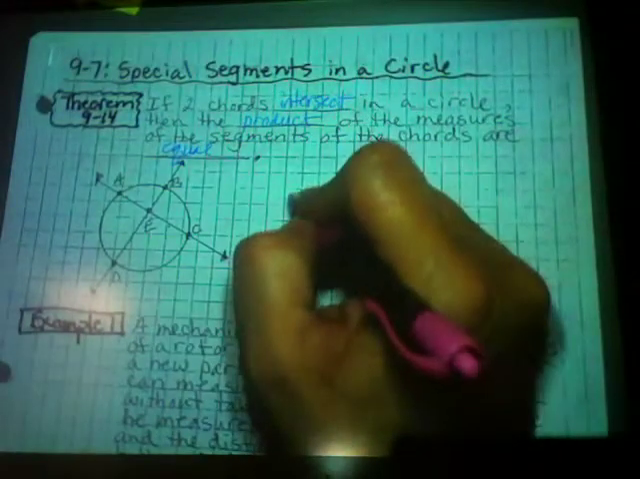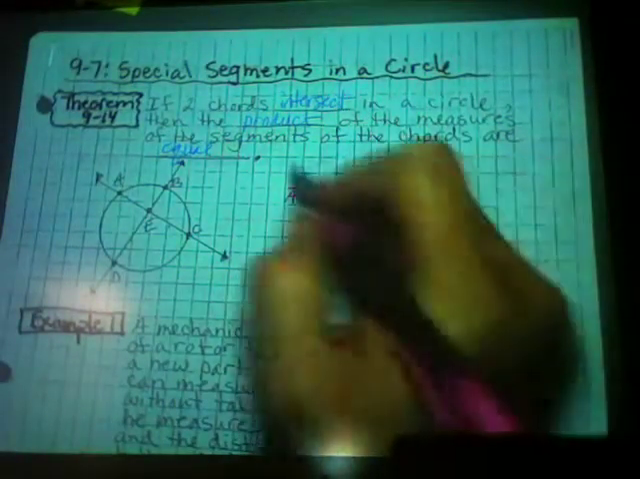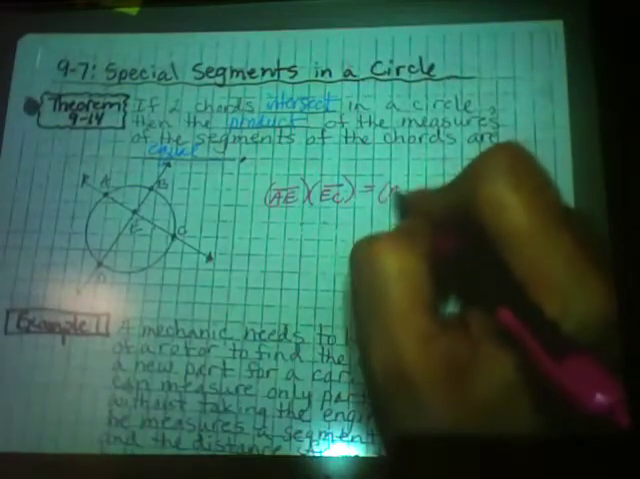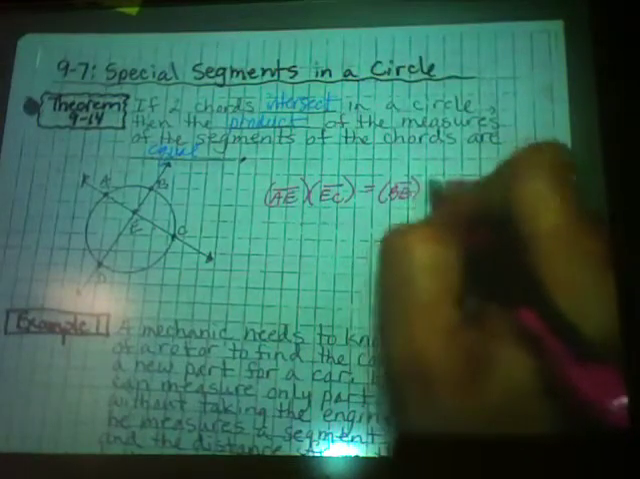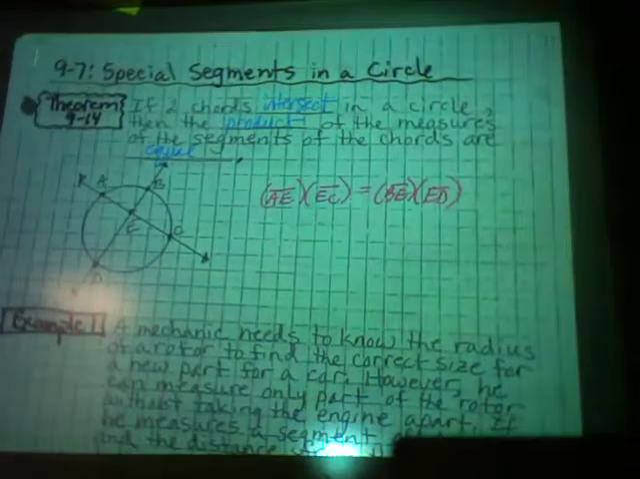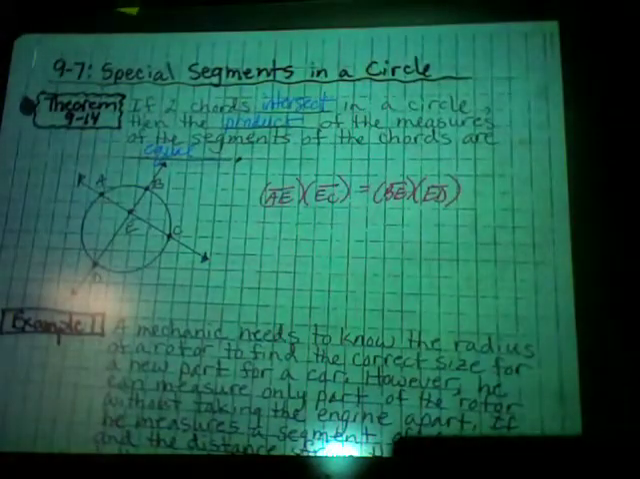So I would have AE times EC is equal to BE times ED. That's all you're going to do. Piece of cake.